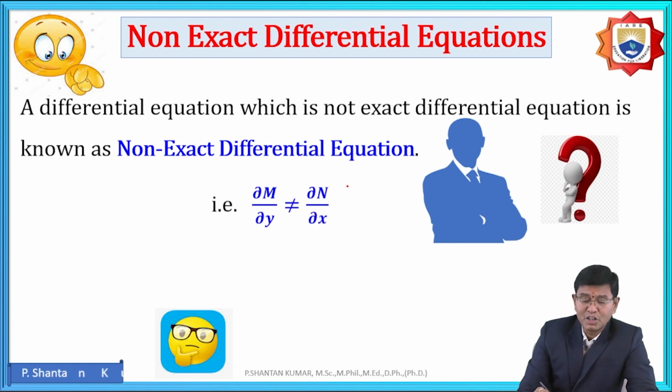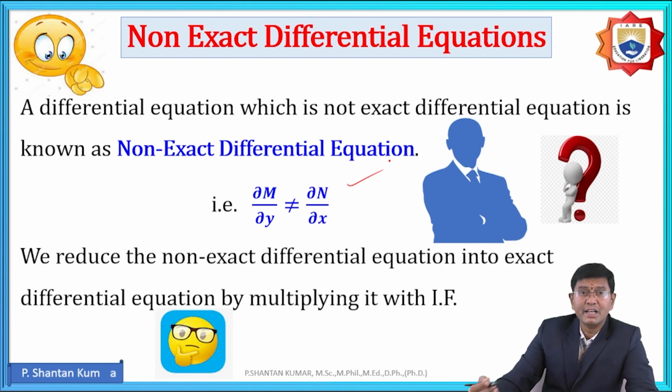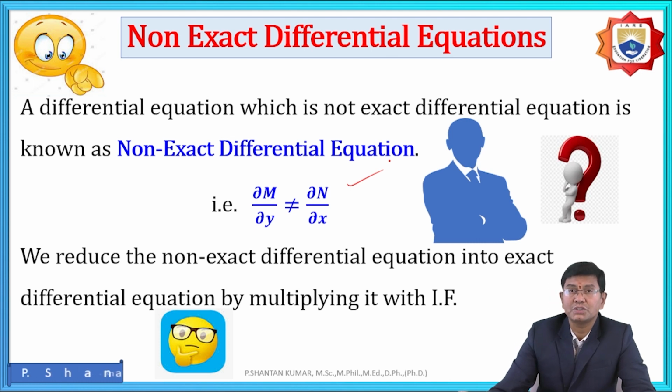Where dou M by dou y is equal to dou N by dou x, the condition is said to be an exact differential equation, but where dou M by dou y is not equal to dou N by dou x, the condition is said to be a non-exact differential equation. And if it is a non-exact differential equation, according to the working rule, we need to reduce it to an exact differential equation and after that proceed with the previous working rule of exact differential equations.